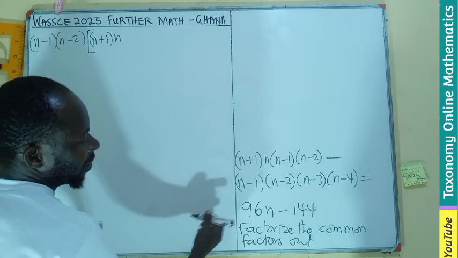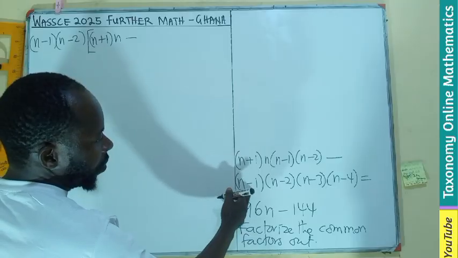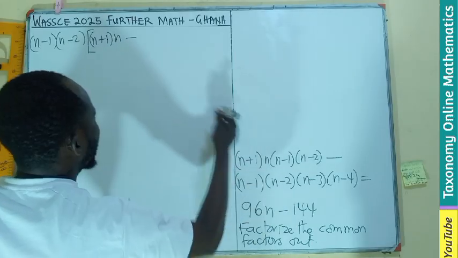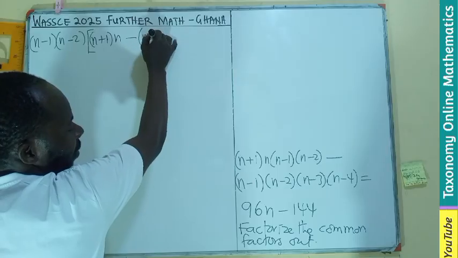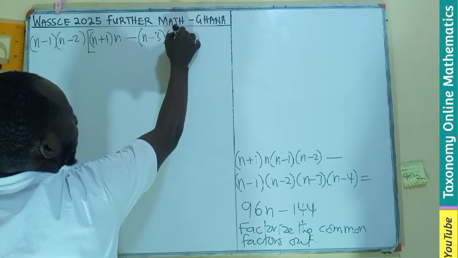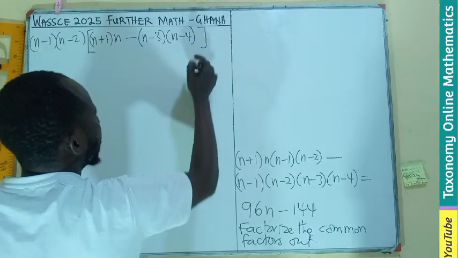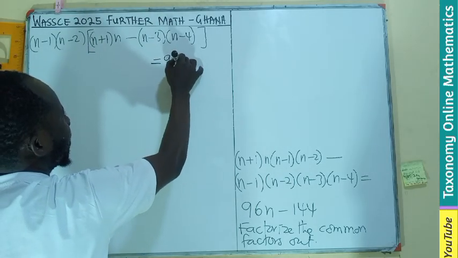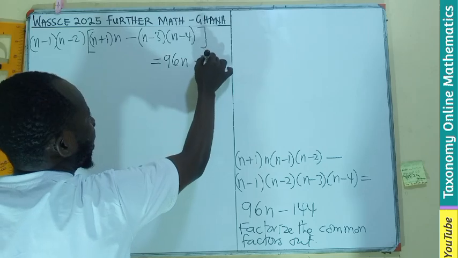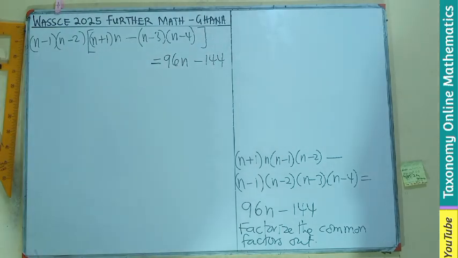In the first part, then minus will come. This is gone, this is gone. What is left? I'm left with n minus 3, n minus 4, still enclosed. That should be equal to, what do we have? 96n minus 144. All right, that is done.